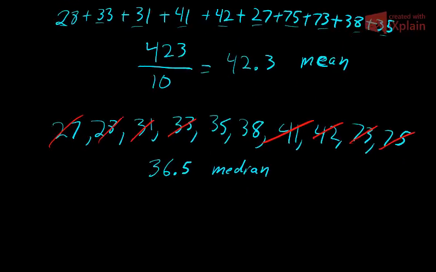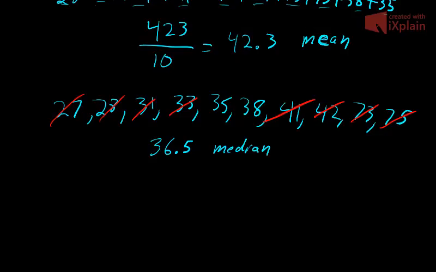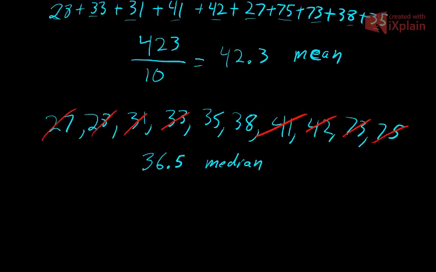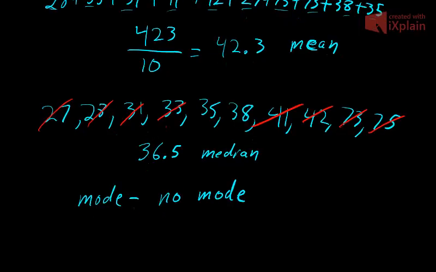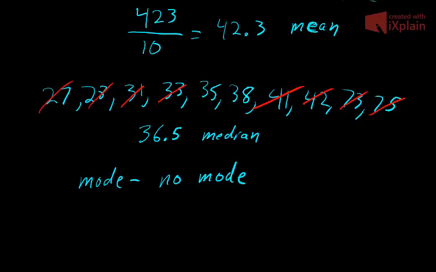My mode would be an interesting one. So the number that occurs the most often. If we look at this data set, we don't have any numbers that occur more than once. So my mode is going to be no mode. There is no mode. Some people use the phrase not reported, but so long as you know that there is no mode because there is no one number that occurs more than any other number, that means that there is no mode, you're good to go. If you'd like to say not reported, that's okay too.